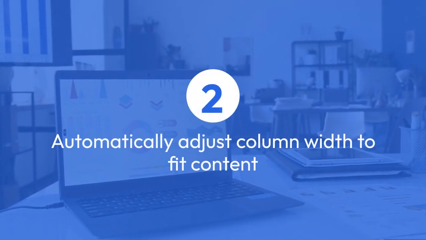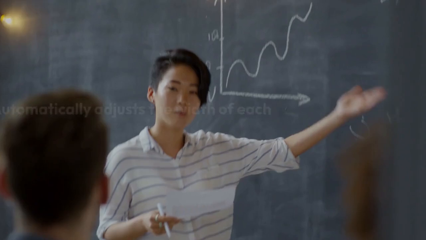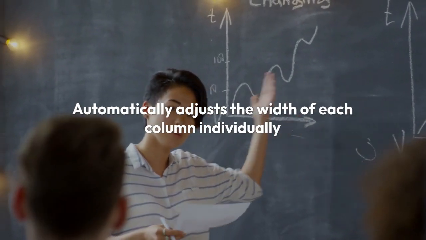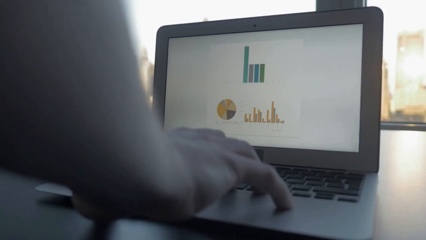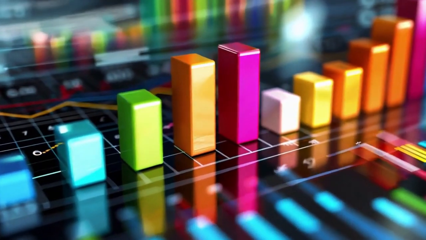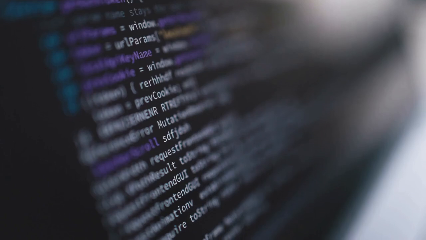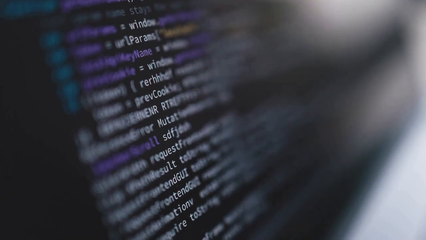2. Automatically adjusting column width to fit content. This method automatically adjusts the width of each column individually to perfectly fit its widest entry. It's incredibly useful when dealing with varied data lengths, as it prevents columns from being too narrow to display the data completely or excessively wide when containing only short text.